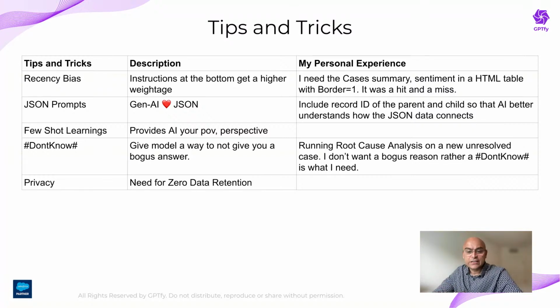Moving on, JSON prompts. AI loves JSON. It understands it like the back of its hand. When you are sending JSON extracted from Salesforce, say accounts and cases and case comments and opportunities and opportunity product distributions, 3-4 level JSONs with lots of records, it's very important that you send the record IDs, the 18-digit Salesforce IDs, and also the parent IDs. If you are at the case comment level, send the parent ID of the case.